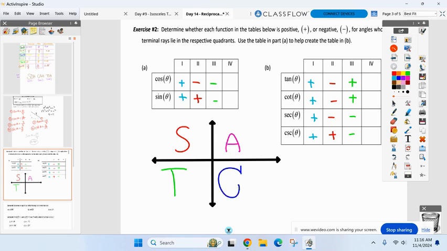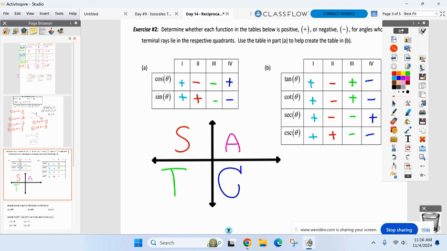What does the C mean? Cosine. Cosine is positive in the first. Now, if cosine's positive, what's the offspring of cosine? Secant. It must be positive. Everything else, negative. Beautiful.